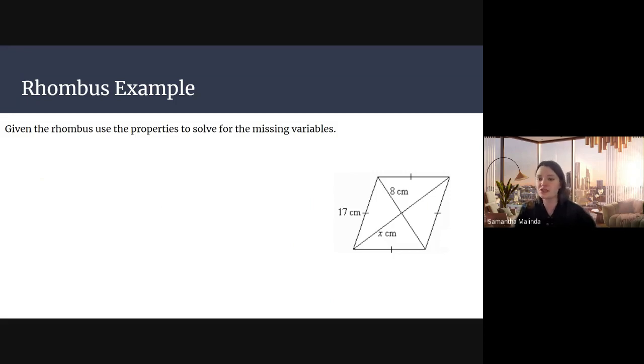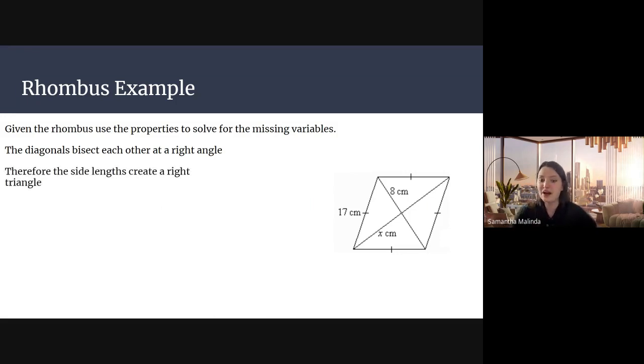Given the rhombus, use the properties to solve for the missing variable. We know that the diagonals bisect each other. Now, you might be asking, oh, so we do x equals 8? No, they're not on the same diagonal, so we cannot do that. But we do know it creates a right angle, making 17, 8, and x a right triangle.